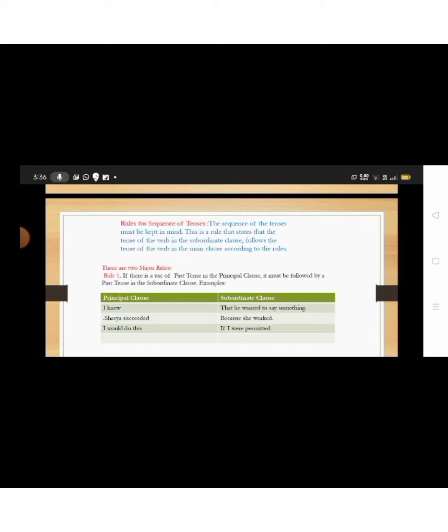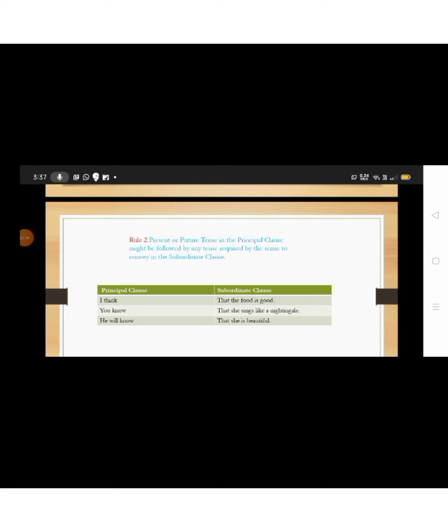Here you can see principal clause and subordinate clause. In the first sentence, "I knew", the principal clause is in past tense, so the subordinate clause is also in past tense: I knew that he wanted to say something. You have to keep this in your mind, that if the principal clause is in past tense, the subordinate clause should also be in past.